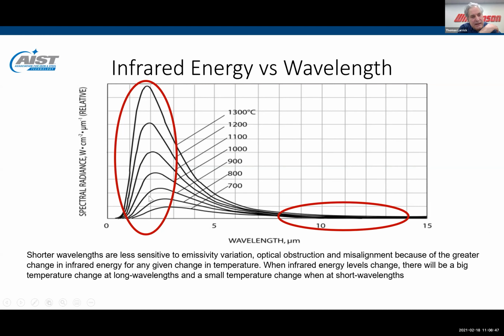And as you can see, for various temperature values, as the temperature changes, the infrared energy changes much more significantly at the shorter wavelengths than it does at the longer wavelengths. And so when there's a variation in the amount of infrared energy that's measured, whether it be because of an optical obstruction or a misalignment or an emissivity variation, it's a much smaller temperature error when measuring at a short wavelength compared to a longer wavelength.